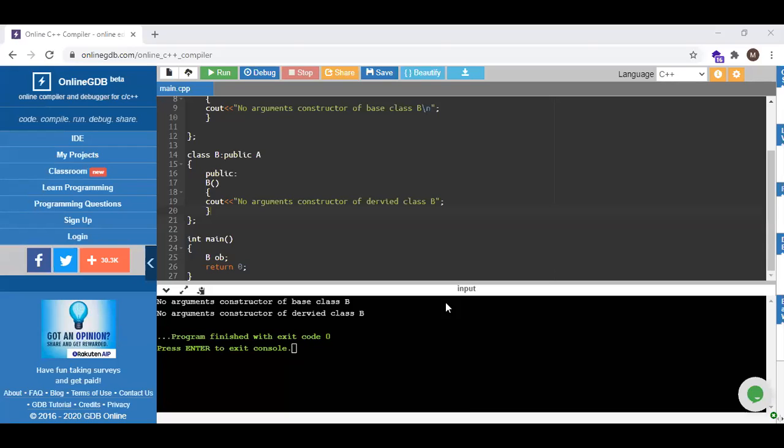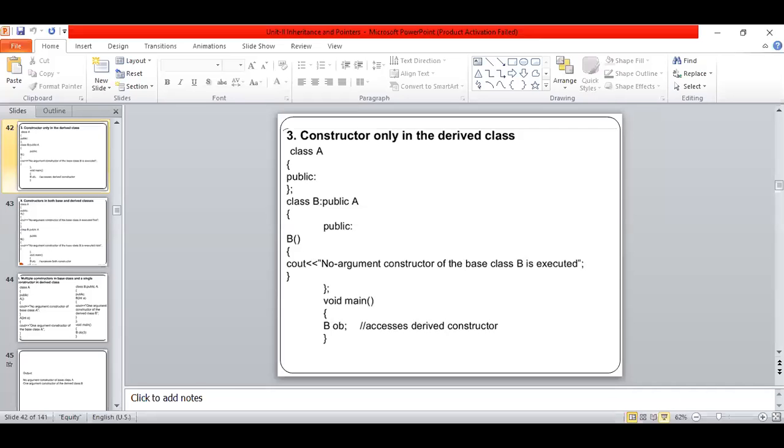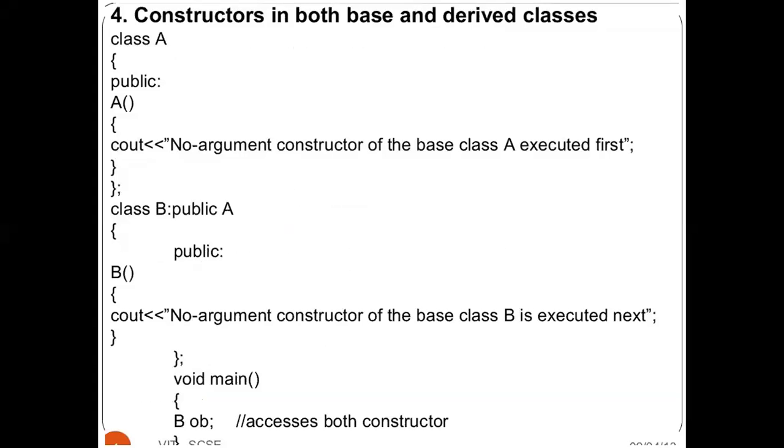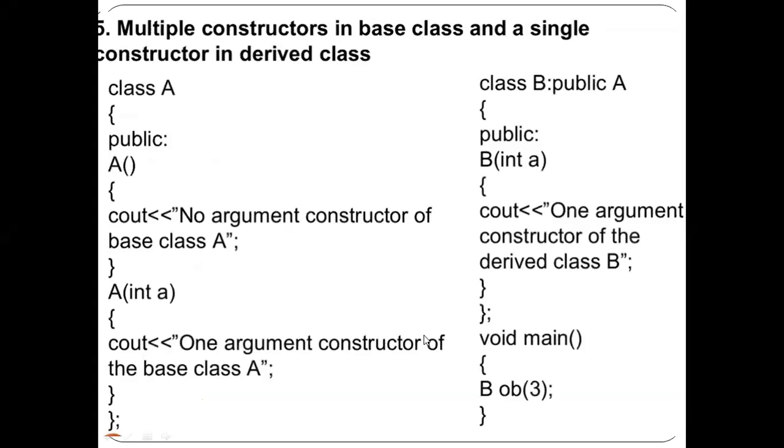And we'll see one more possibility, and sorry, I'll share the PPT first. Okay, so this is your third, with the constructor in the derived class. Fourth possibility is what we have seen already, a constructor in the base class and also a constructor in the derived class. What sequence it will have: when you go for the execution, first it will execute the constructor of the base class, then the constructor of the derived class.